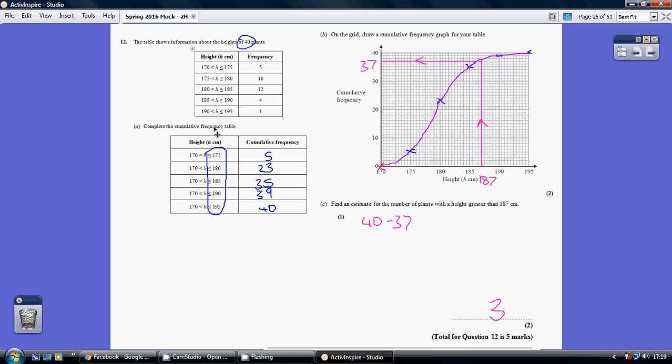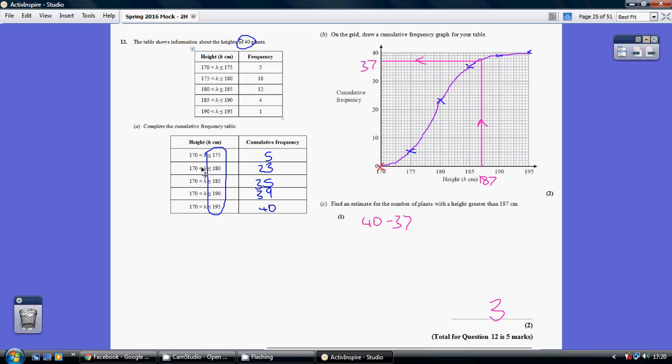Okay, so I think to properly understand that, you need to see what's going on. We're being told that these are the heights of 40 plants. So 5 plants have a height between 170 and 175. 18 plants have a height of between 175 and 180, and so on. But down here, look, do you see how the first number each time is 170? So we kick off with how many plants have a height between 170 and 175? Well, that's obviously 5, we're just copying it.